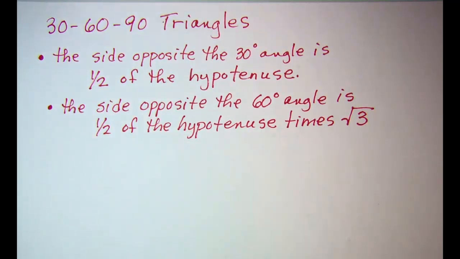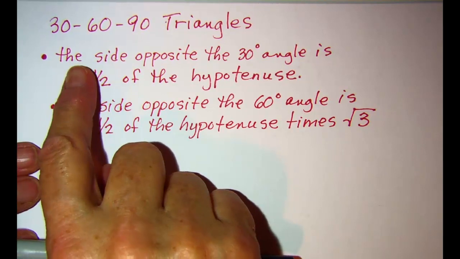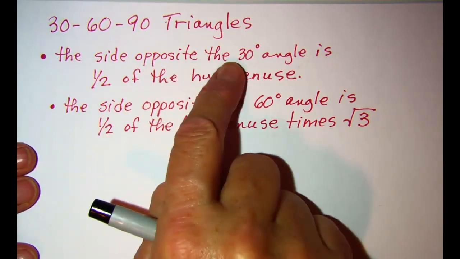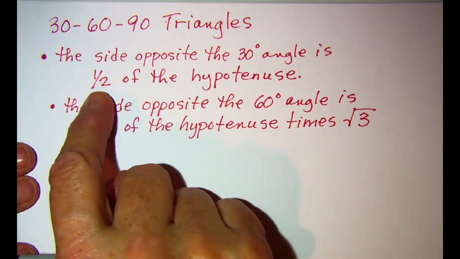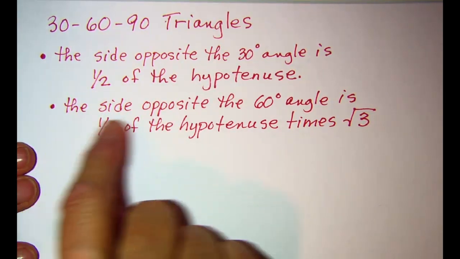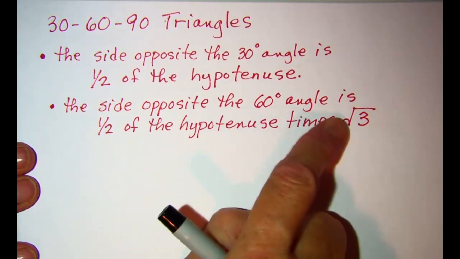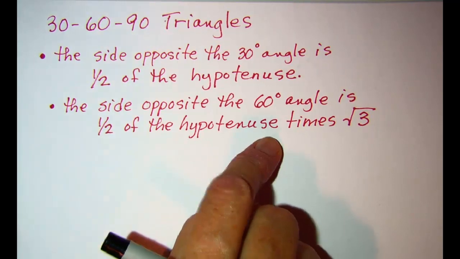In this video, we'll be looking at 30, 60, 90 triangles. In a 30, 60, 90 triangle, the side opposite the 30-degree angle is always half of the hypotenuse, and the side opposite the 60-degree angle is always half the hypotenuse times the square root of 3.